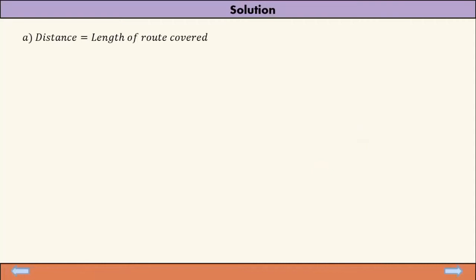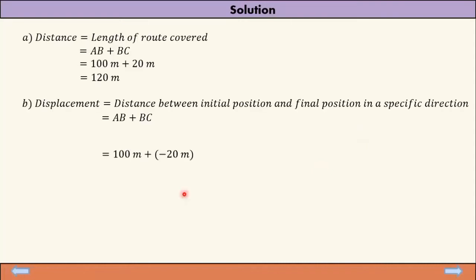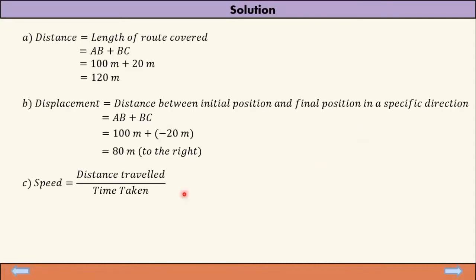Okay. So now let's see how to determine the speed. The formula for speed is distance traveled divided by time taken. So 120 meter divided by 20 seconds, where we get this 20 seconds from the equation. So we get 6 meter per second.